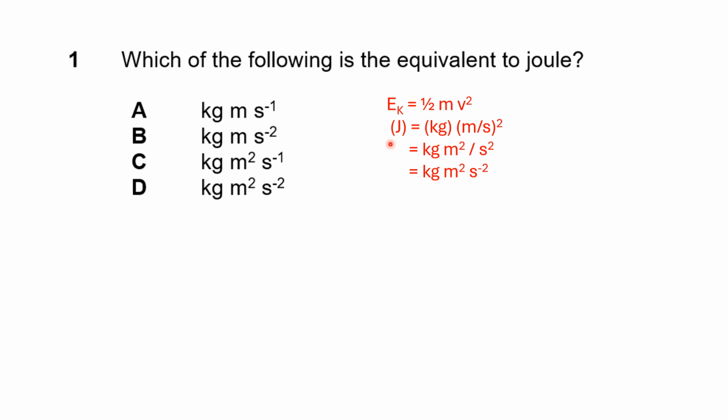And if you see in the question, we do not have a divide sign, so you have to get comfortable with this. This might come out eventually, that the index being negative shows that it is divided by. So s to the power of negative 2 means you are dividing by s to the power of 2. So our answer here would be D, kilograms meter squared, seconds to the power of negative 2.